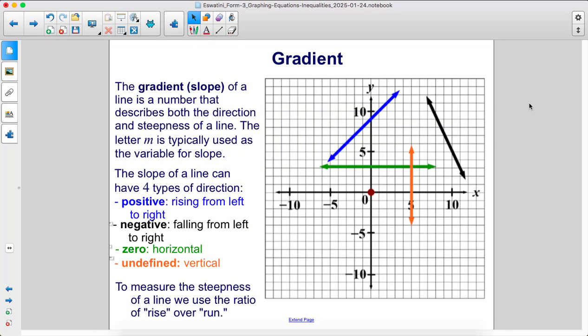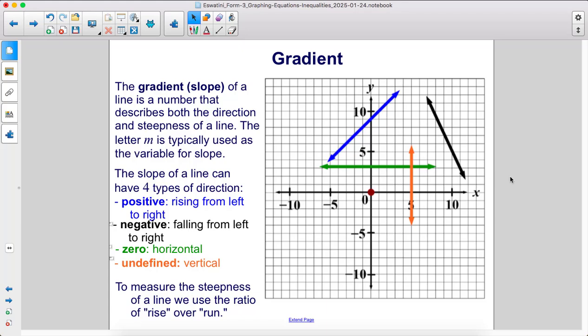The gradient or slope of a line is a number that describes both the direction and steepness of a line. The letter m is typically used as the variable for slope. The slope of a line can have four types of direction: positive, which is rising from left to right; negative, which is falling from left to right; zero, which is a horizontal line; and undefined, which is a vertical line.